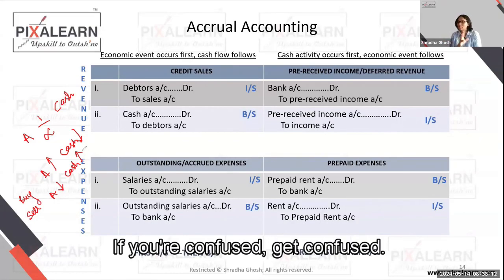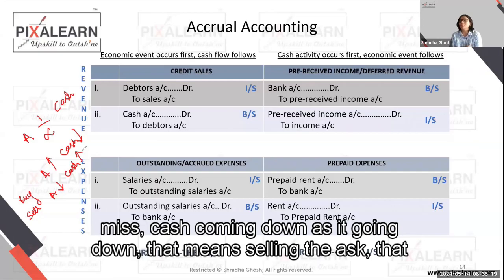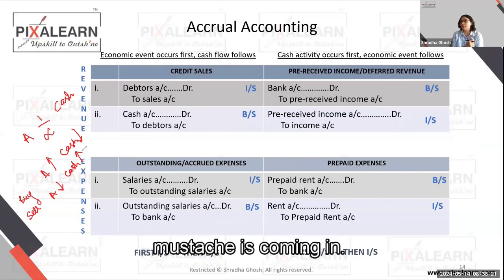How do you remember this? If you're confused, understand: asset going up, I'm buying an asset. That means I'm paying, that means cash coming down. Asset going down, that means I'm selling the asset. That means cash is coming in.